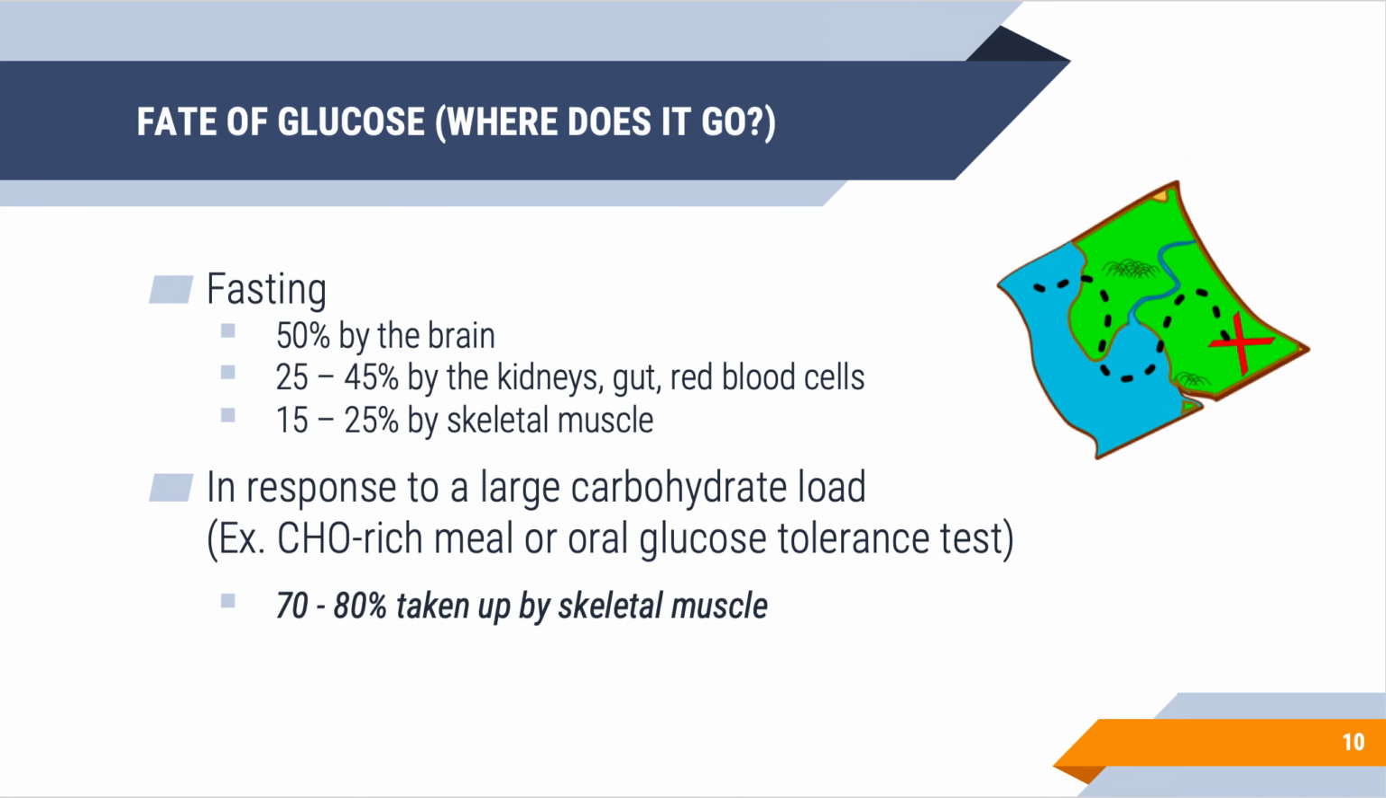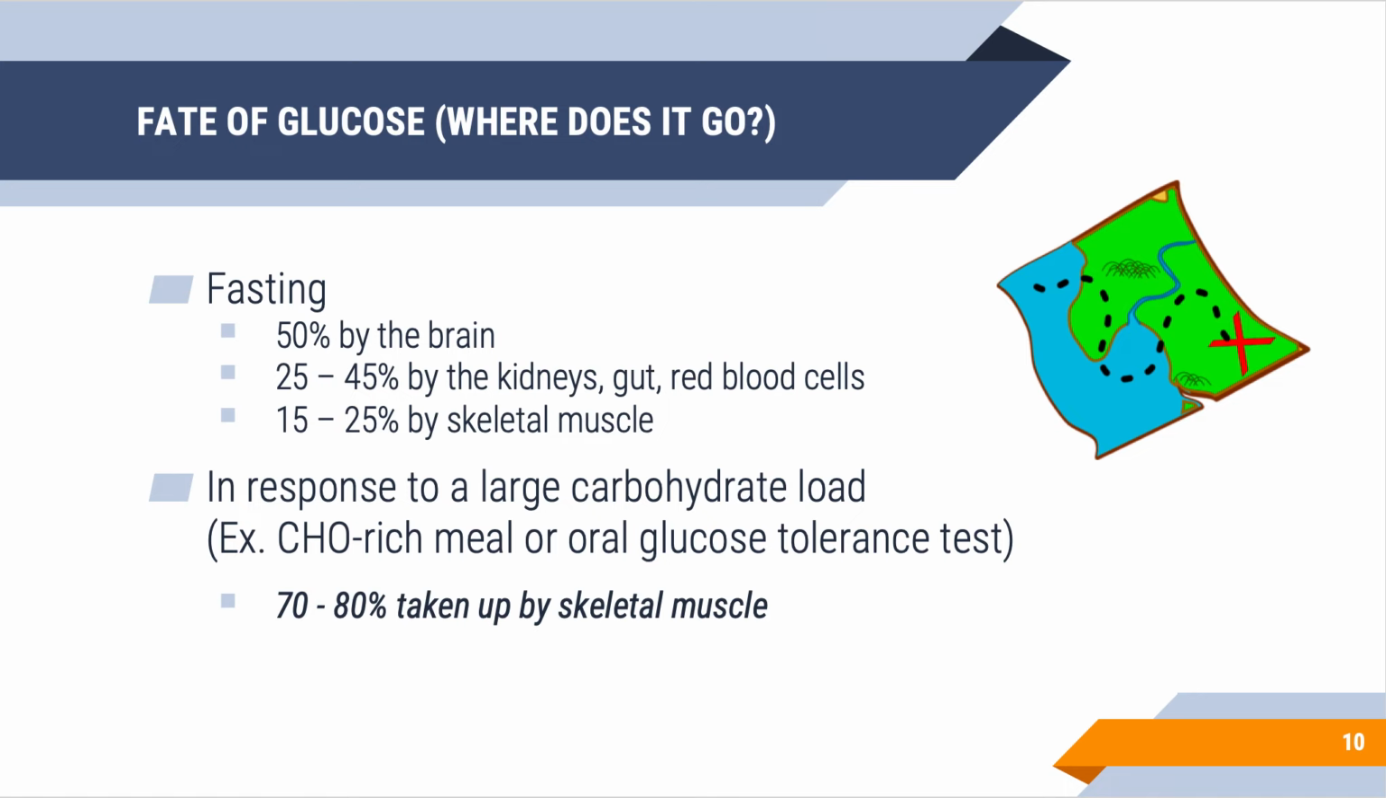So what are the fates of glucose? Where does it go once it's within the body? If we're in a fasting state, a majority is taken up by the brain and used to fuel cognitive processes. And 25 to 45% is used by the kidneys, the gut, red blood cells to maintain proper physiological function. And the last 15 to 25% is used up by skeletal muscle.